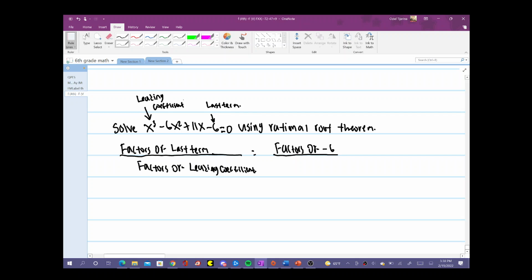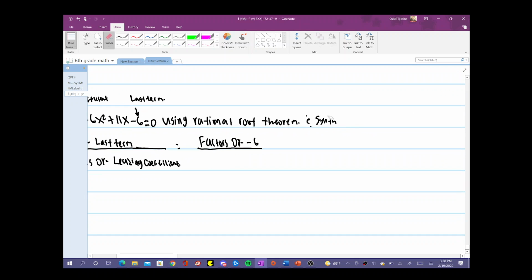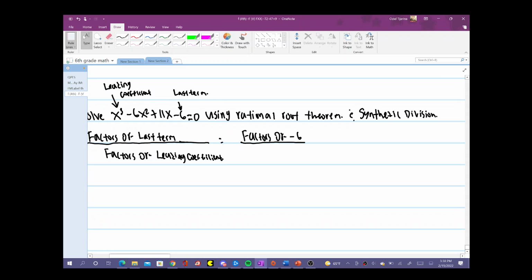And we're also going to use synthetic division. So basically we have factors of negative 6 over the factors of 1.